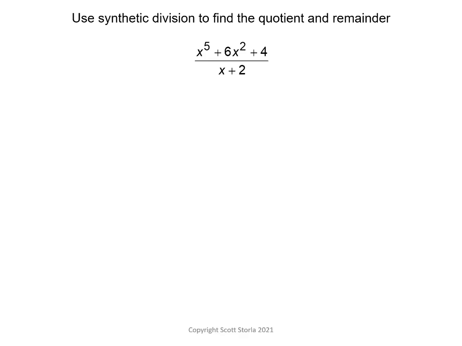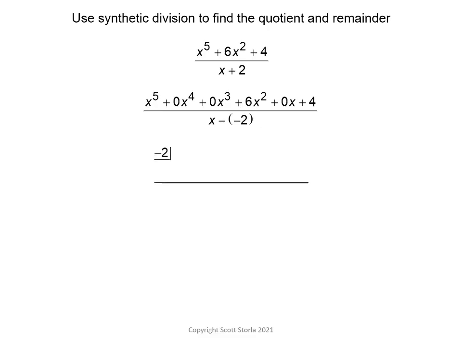And here's our last one. I'll have to think of the dividend as x to the fifth plus 0x to the fourth plus 0x cubed plus 6x squared plus 0x plus 4. And the divisor will be x minus negative 2. I'll start with my subtrahend. My values will be 1, 0, 0, 6, 0, 4.